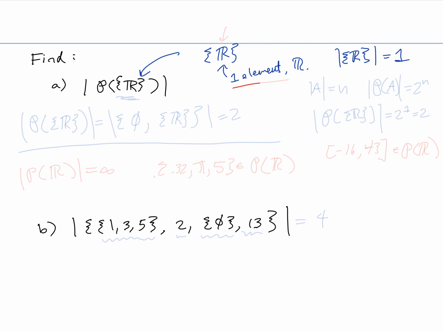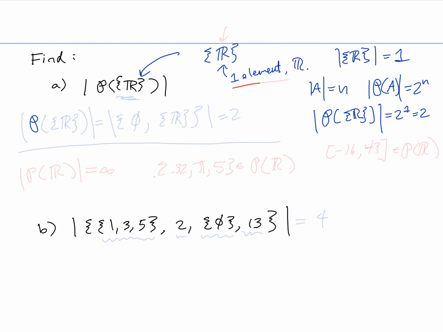We were asked for the cardinality of the power set of the set containing the set of real numbers. We could answer the problem right away, because we know that if a set A has cardinality n, then the cardinality of the power set of A is 2 to the n. So the power set of the set containing the set of real numbers would have cardinality 2 to the 1, which is just 2. So that is the answer to our question.